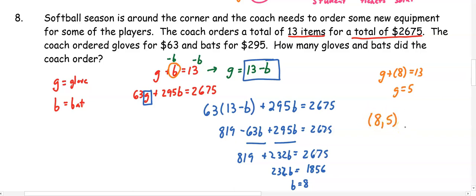And we also have to say what this means. So the coach ordered 8 bats and 5 gloves.